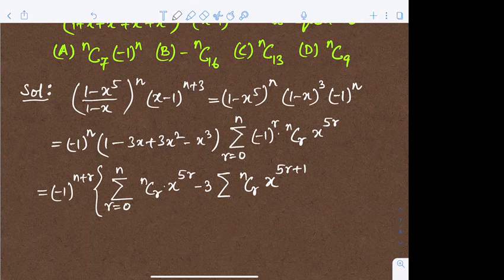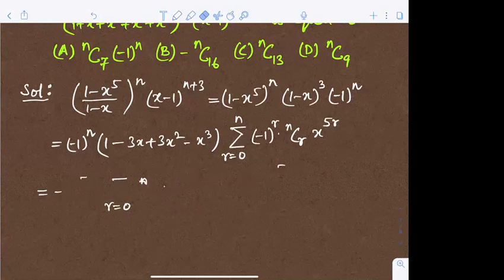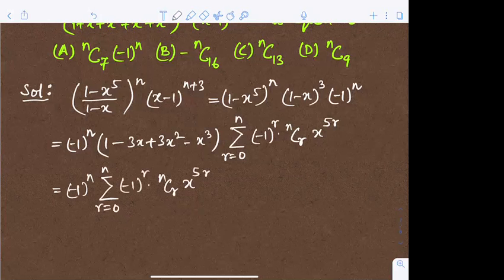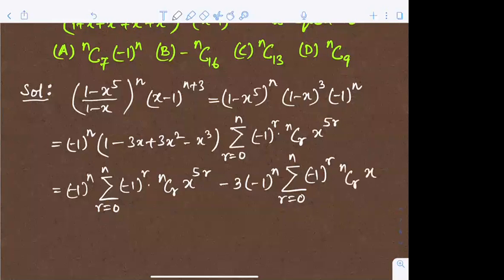Okay, then what will the next term be? So there is a problem. I should take this minus 1 to the power r inside. I cannot take it outside because the summation is there on that. Wait, let me write once again. So this is minus 1 to the power n into 1 into that, that means summation of r equal to 0 to n minus 1 to the power r nCr x to the power 5r. This is the first term, and again minus 3 into minus 1 to the power n in summation r equal to 0 to n minus 1 to the power r nCr x to the power 5r plus 1.